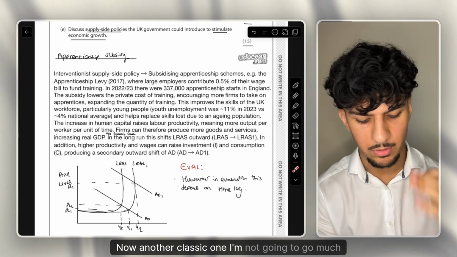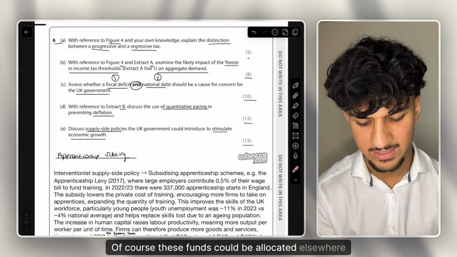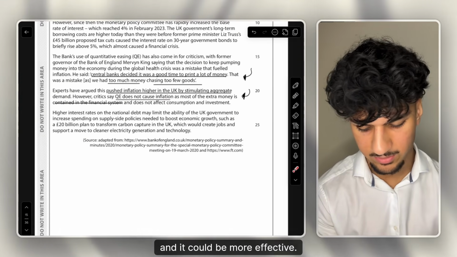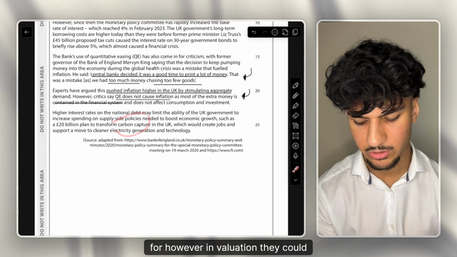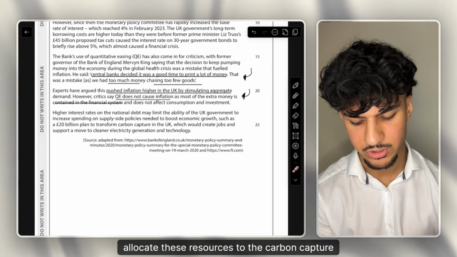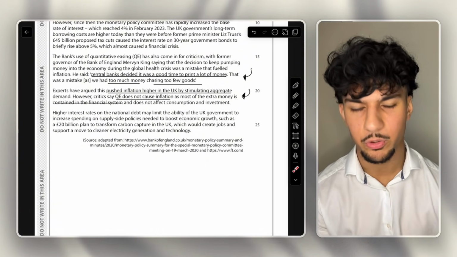Now, another classic one, I'm not going to go much in depth with, is opportunity cost. Of course, these funds could be allocated elsewhere and it could be more effective. For example, you could even say, however, in evaluation, they could allocate these resources to carbon capture, which, with cleaner electricity generation technology, could be more effective.